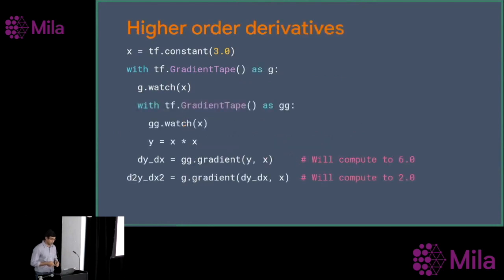You can also use the tape for computing higher order derivatives by nesting them. So in this example, the inner loop computes your forward pass, and then you compute the first order derivative in your inner tf.gradient tape, and then the outer tf.gradient tape is watching your forward pass and the gradient you computed. So now you can compute a gradient over this entire computation to get your second order derivatives.